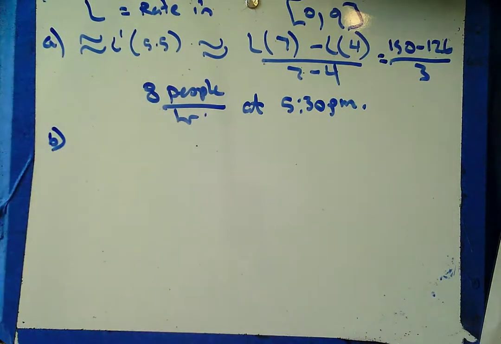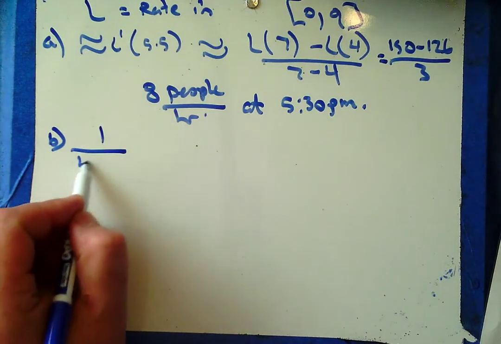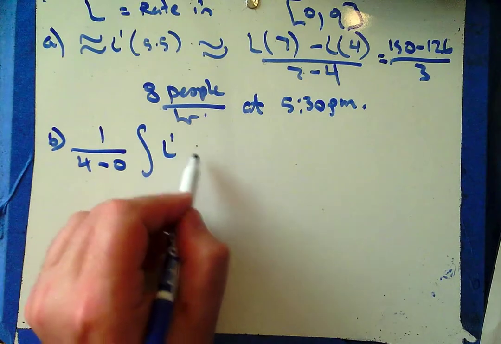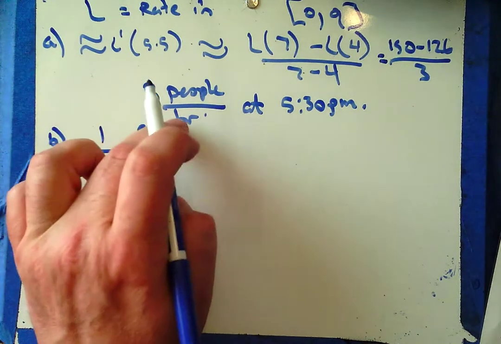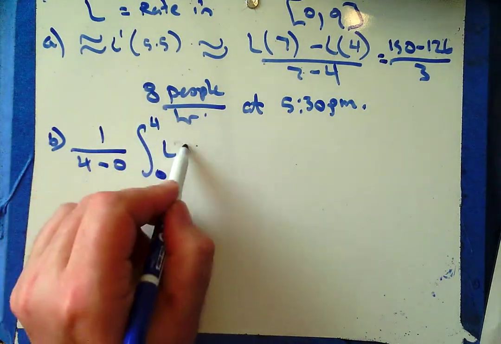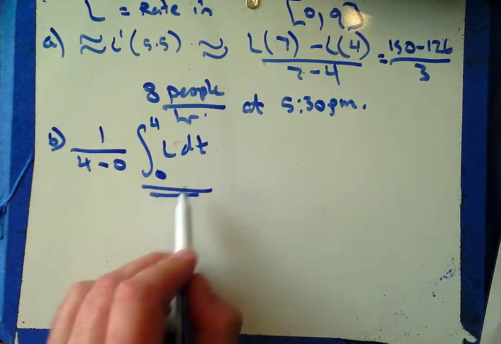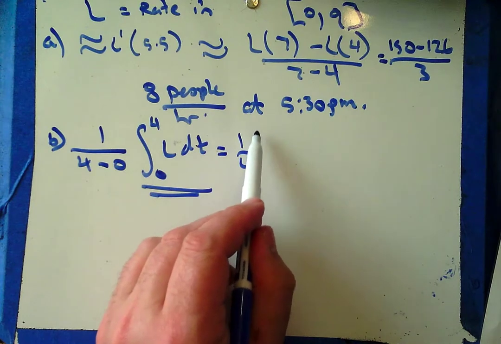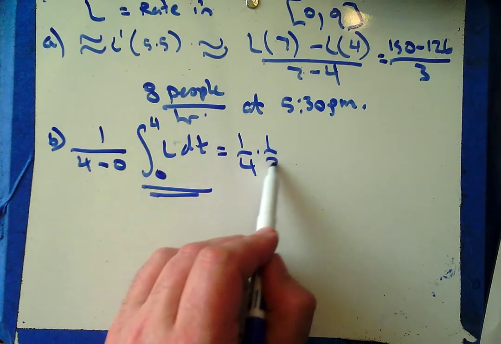Part B says use the trapezoid sum with 3 subintervals to estimate the average number of people waiting in line during the first 4 hours. So this is an average value. I need 1 over 4 minus 0 times the integral of L from 0 to 4 dt. But to do this part, they want me to use the trapezoid sum. So I've got that 1/4. Now my trapezoid sum, 1/2.